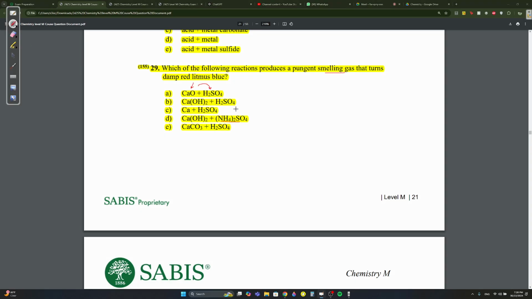Ammonium salt. You want ammonia, NH3. How are you going to get NH3 if you don't have any nitrogen in here? Tell me, you can't. So obviously it's going to be D.